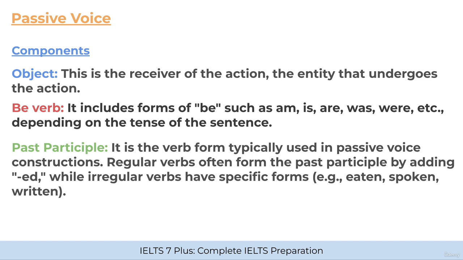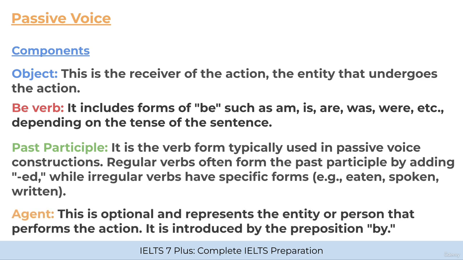Past participle, we've looked at this in various tenses as well. So regular verbs are often formed by adding ed, while irregular verbs have specific forms of this. So eaten, spoken, written. And we've talked about how there's no pattern to irregular verbs. It's just a case of learning their past participle form, unfortunately. But they're quite well used, so I think they're quite easy to pick up.